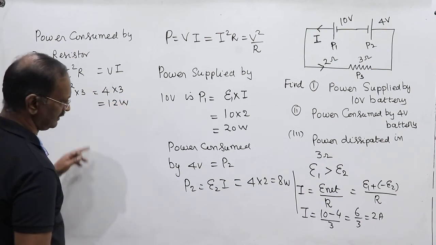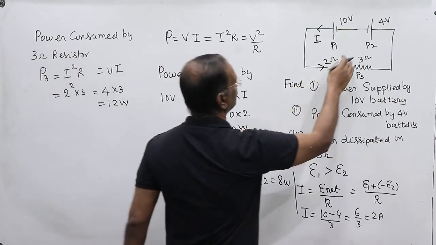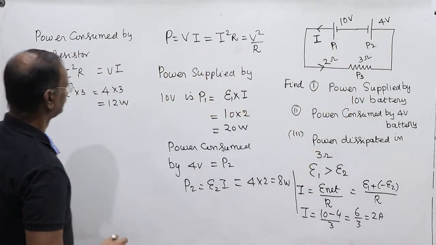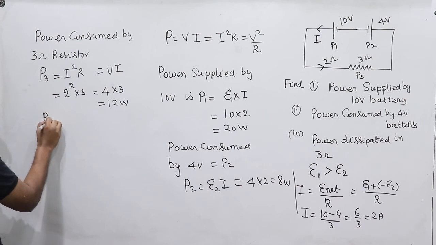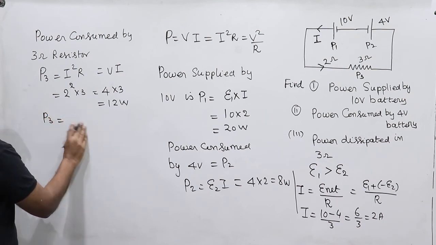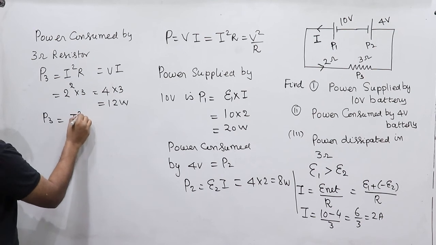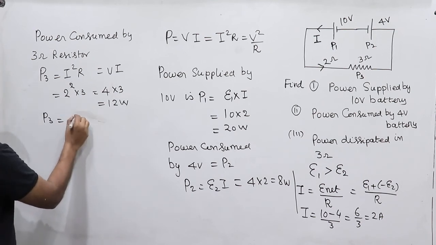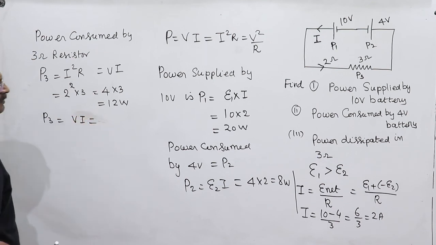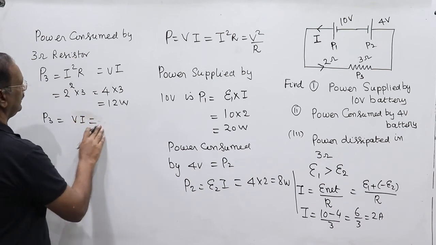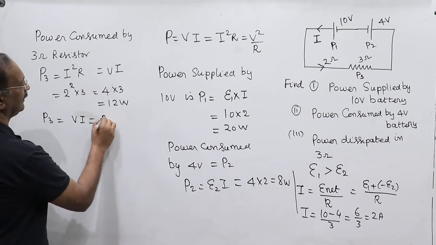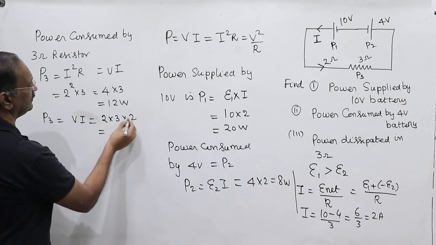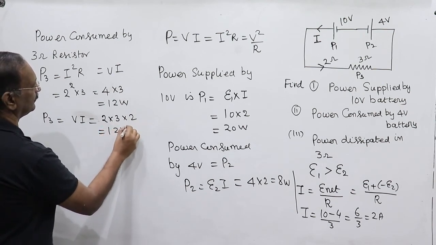It means this resistor consumes 12 watt, this battery consumes 8 watt, and this one is supplying 20 watt. Or we can write P3 is equal to I square into R, or we can use V into I, where the potential across this is V equal to I into R, so I into R into I. This is also giving 4 into 3, 12 watt.